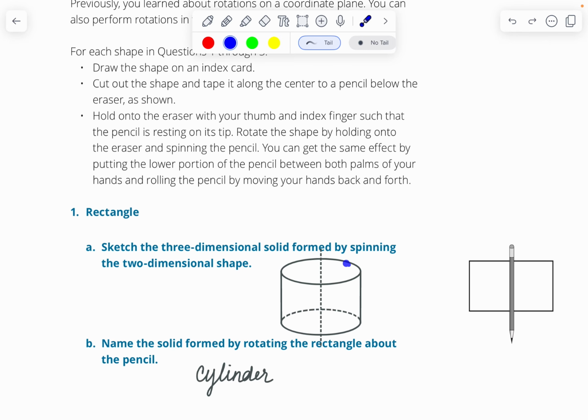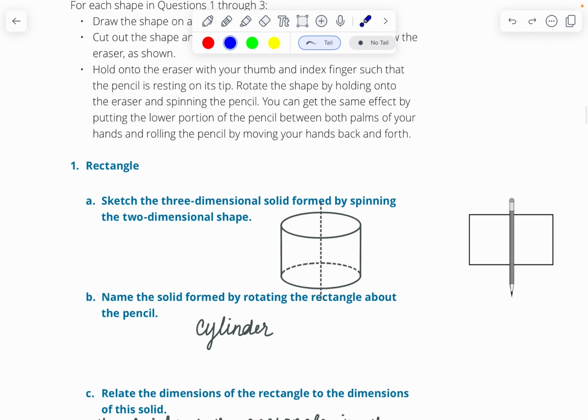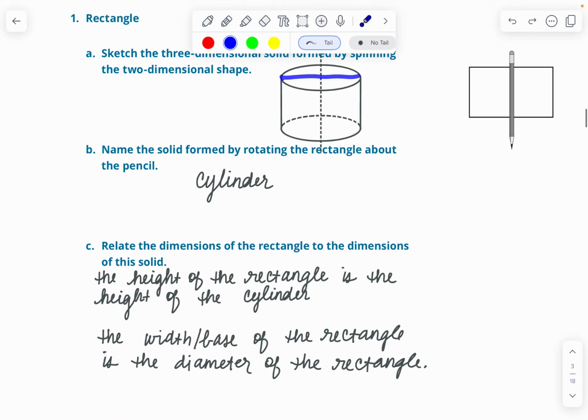Alright, so you can sketch a cylinder by sketching two ovals that are stacked one directly on top of the other, and then just connect the sides of those ovals with line segments. Relate the dimensions of the rectangle to the dimensions of the solid. Well, we know that the height of the rectangle should equal the height of the cylinder, and that the width, the horizontal measurement here, should be the same as the diameter of the cylinder.